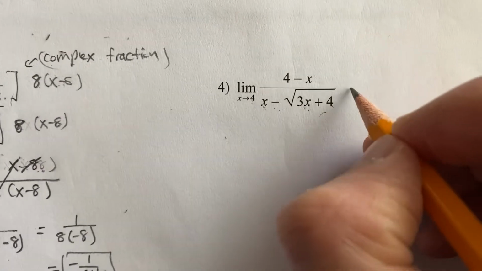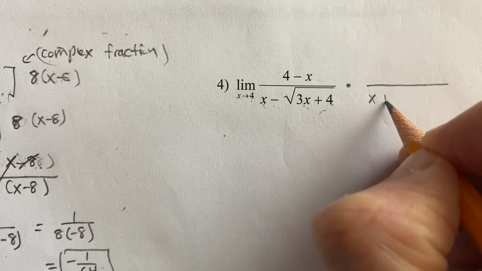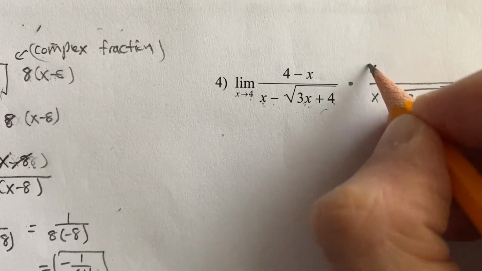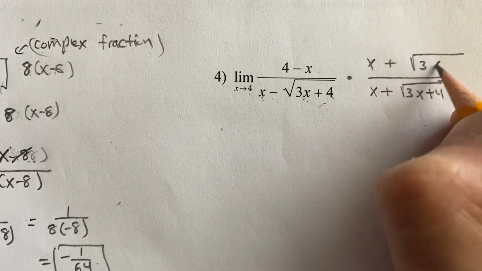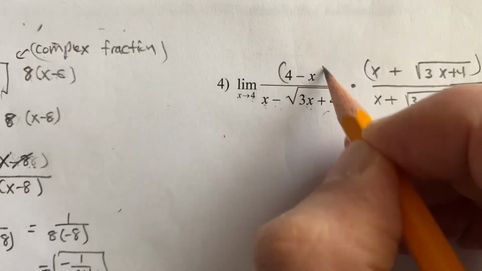So I have to multiply by the conjugate of the denominator, which is x plus the square root of 3x plus 4. X plus the square root of 3x plus 4. Okay, put this in parentheses.